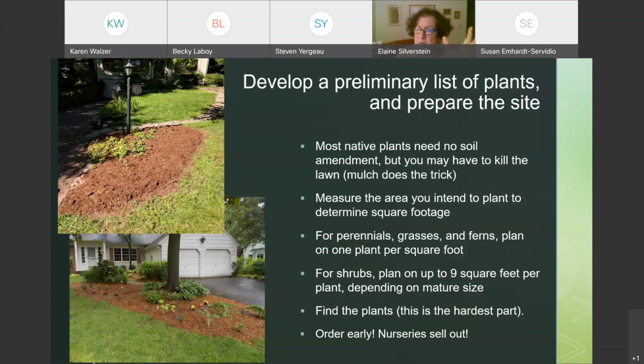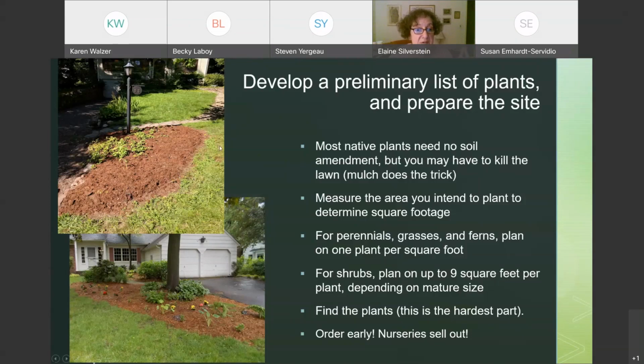you'll read about solarizing with black plastic and about lasagna methods with newspaper and cardboard. A nice thick layer of mulch applied, particularly in the fall, will kill the lawn. It will still always encroach from the outside, but it will kill the lawn. I tend to use cedar or shredded cedar or hemlock bark.